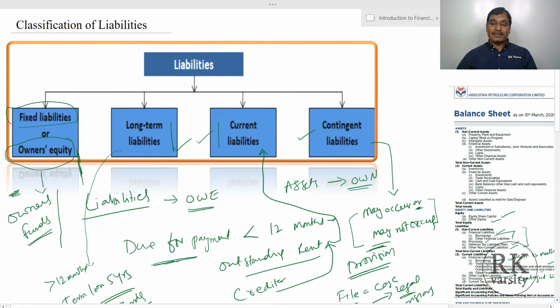In my next lecture, I am going to introduce you to the revenue aspect. By this time we have covered three topics: assets, then liabilities, then owner's equity. In the next lecture, I am going to explain the revenues, and in another lecture the expenses.